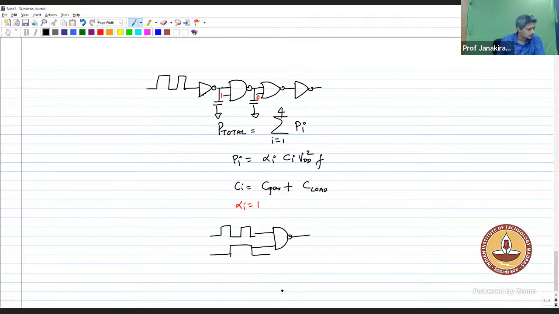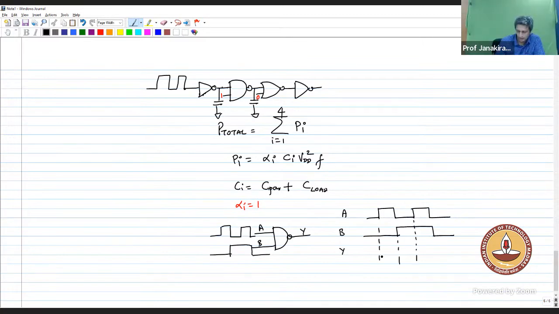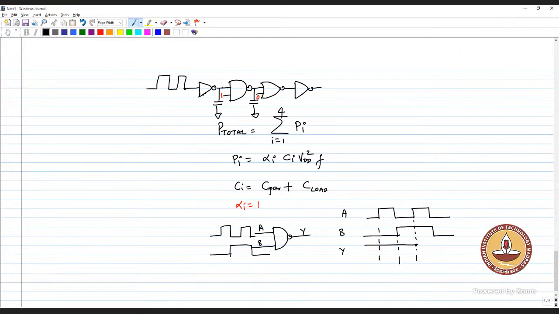So what will be the output for this? If this is A, this is B, this is Y. A is switching at a certain frequency. B is switching at half the frequency. What will the output Y look like? When both A and B are high, then Y will be low. Y will be low. Correct?